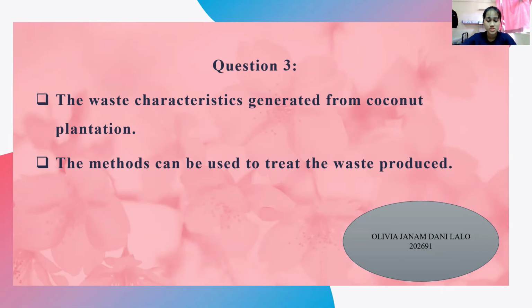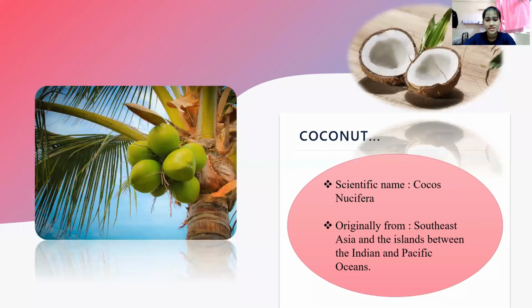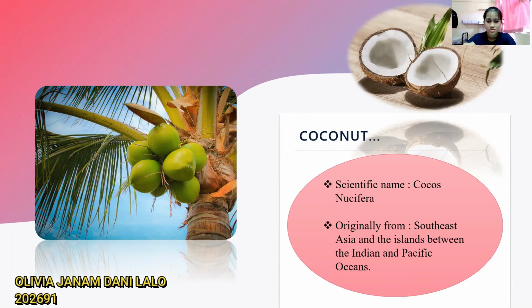For question number 3, we chose coconut plantation. But before we go further, at least we need some info about coconut. The coconut tree's scientific name is Cocos nucifera. The plant is originally from Southeast Asia, such as Malaysia, Indonesia, and also the Philippines, and then from the islands between the Indian and Pacific Oceans. Coconut is a well-known fruit in Malaysia.